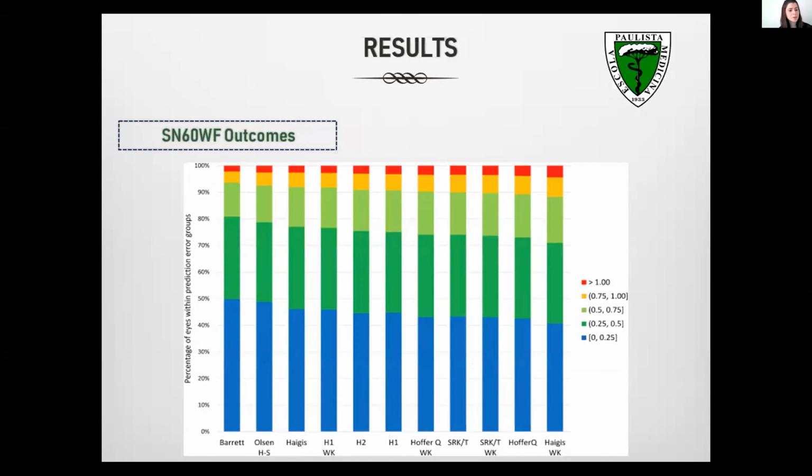In this histogram, you can see the percentage of eyes within prediction error groups. In red, the percentage of more than 1 diopter of error, in yellow ranging from 0.75 to 1 diopter of error, and in blue, the lowest error, up to 0.25 diopters. So this shows that the Barrett formula, the first one here, for example, had the lowest percentage in the group of the more remarkable errors.